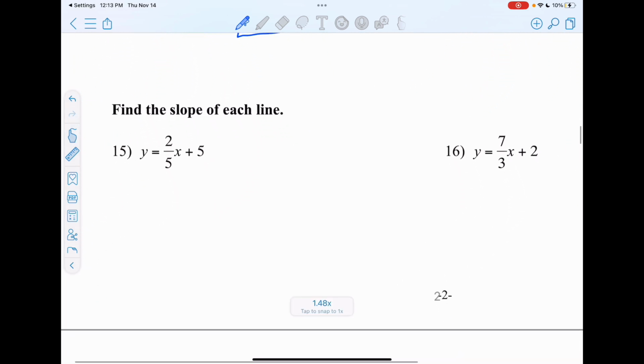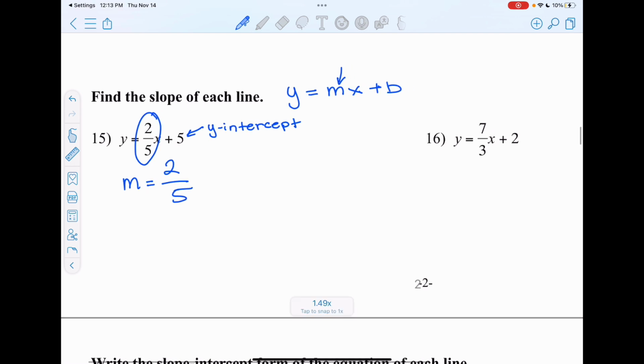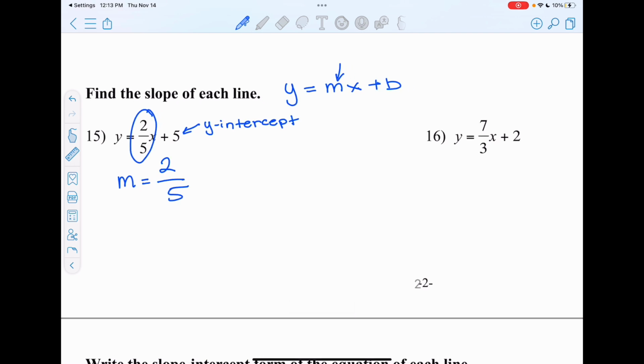In our next set of questions, they are giving us slope-intercept form, and they want you to make sure you can identify the slope. The slope is always in front of your x. So in 15, I have y equals 2 over 5x plus 5. The slope is 2 over 5. And the 5 is your y-intercept, in case they ask that as well. In 16, I have y equals 7 over 3x plus 2. The 7 over 3 is my slope, because that is what is in front of the x. And that plus 2 is my y-intercept.